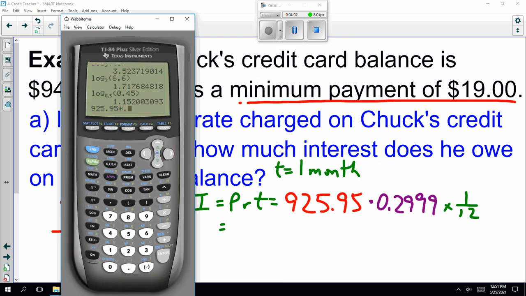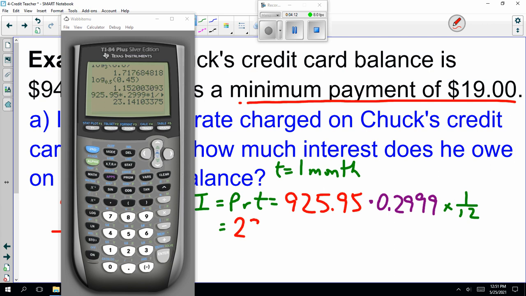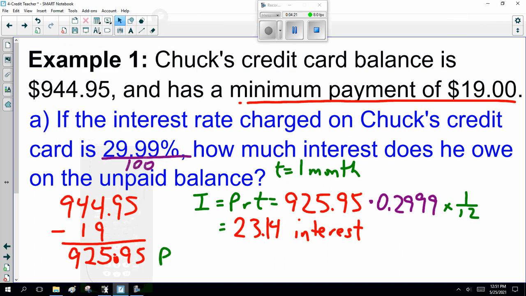925.95 times 0.2999 times 1/12 is 23.14 interest. Now, I want you to take a good look at this and note all the tricks. The minimum payment, so the balance changes. The interest rate is a percentage, so you divide it by 100. And we're dealing with months here, so 1/12.